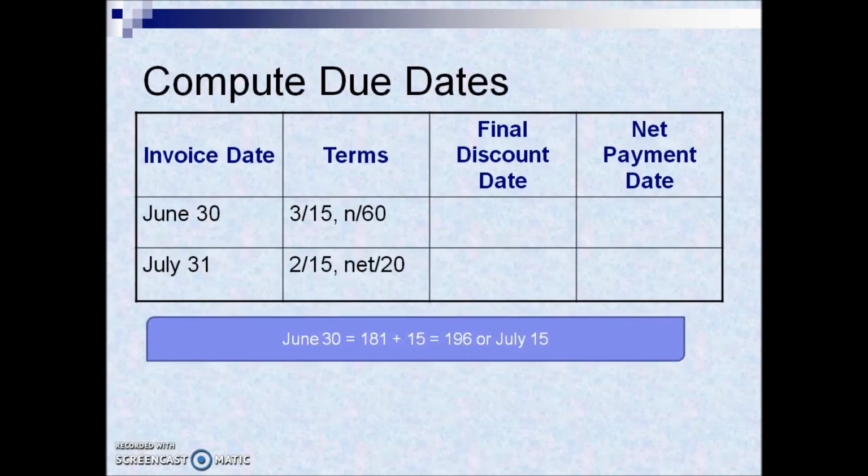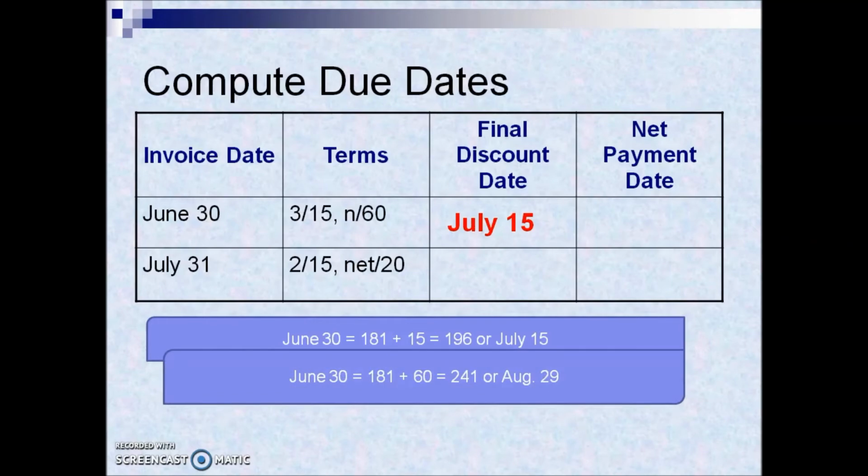Calculating that using the days of the year calendar, since June 30th is the 181st day, we'll add 15. That gives us the 196th day, or translates into July 15th. The net payment date is 60 days from the invoice date. Either use the knuckle method or continue on using the days of the year method, and adding 60 onto our June 30th date translates into August 29th.